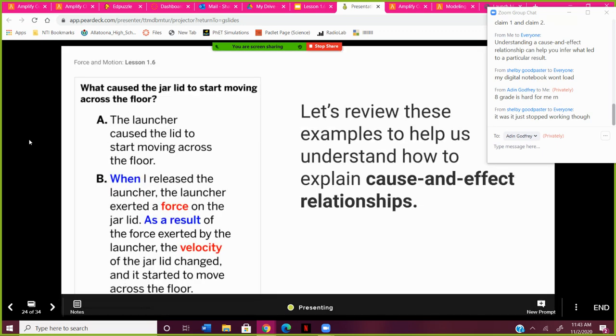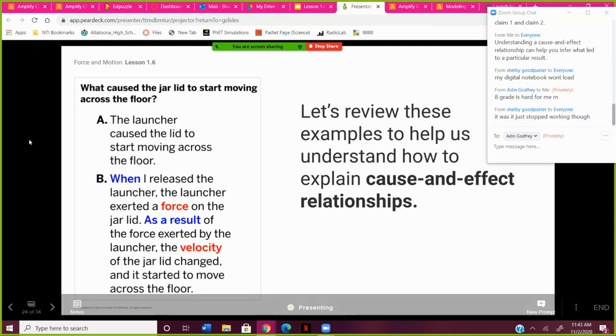So before we get started, we're going to review these examples to help us understand how to explain a cause and effect relationship. So this example asked what caused the jar lid to start moving across the floor. If you remember, Mr. Livingood had made us a video talking about the investigation, and he actually did the investigation with the jar lid and pulling the spring launcher back and seeing which one would go to the end of the meter stick first. And so right here, you are answering this question, what caused the jar lid to start moving across the floor?